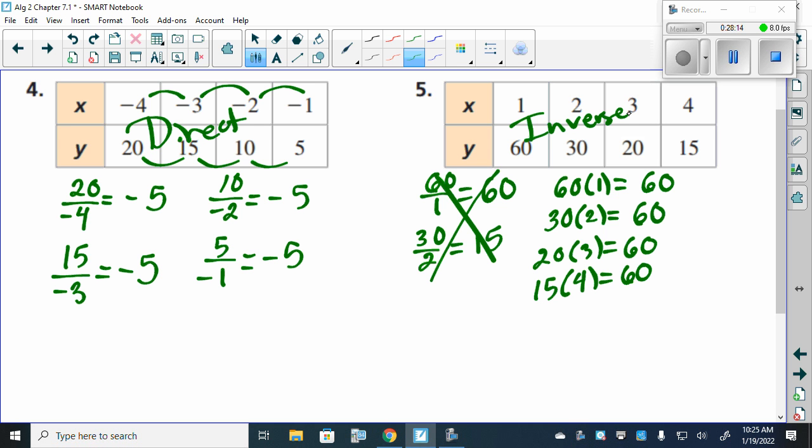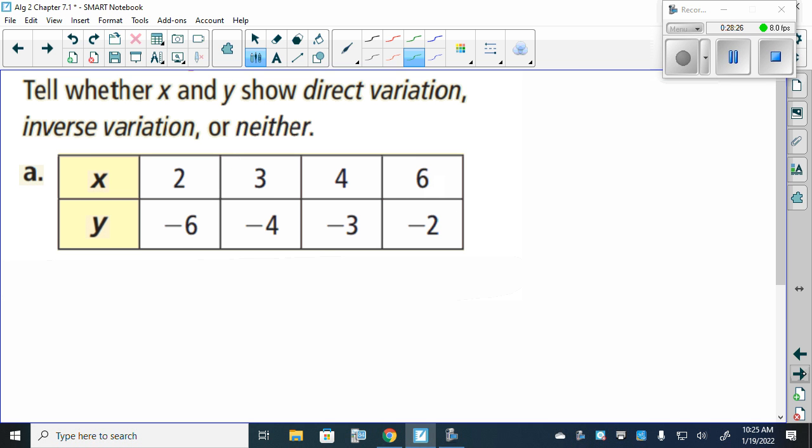Any other questions on this here? Do we need to see another example of one of these here? Okay.